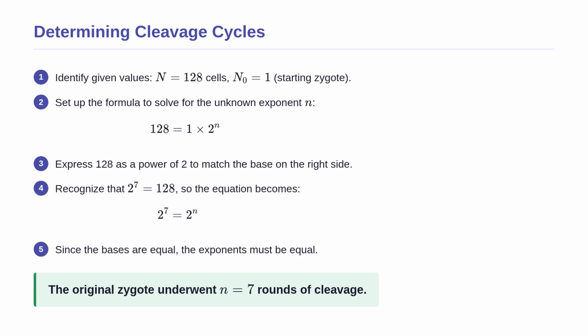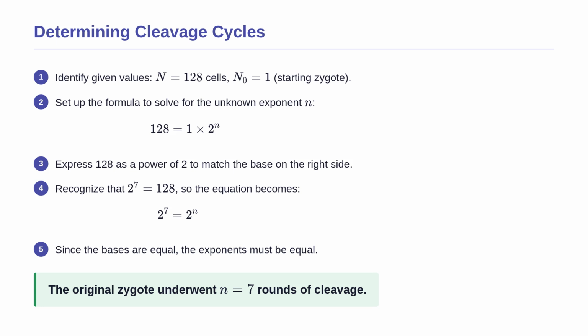Let us try one more example, this time working backward in a clinical setting. An embryologist examines a human blastocyst and estimates it contains approximately 128 cells. We want to know how many rounds of cleavage it underwent. We are given the final count, N equals 128, and the initial count, N0 equals 1. We set up our equation, 128 equals 1 times 2 to the power of n.